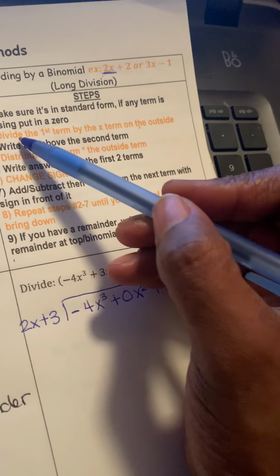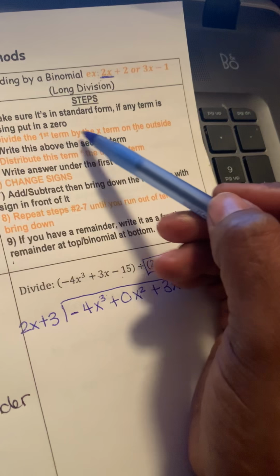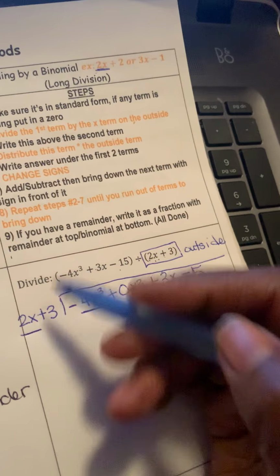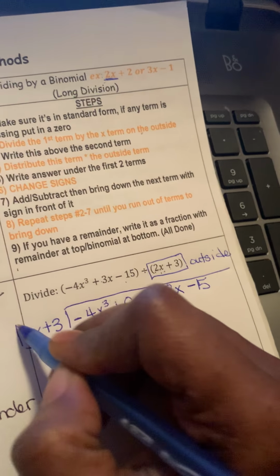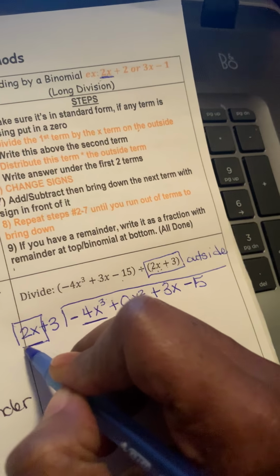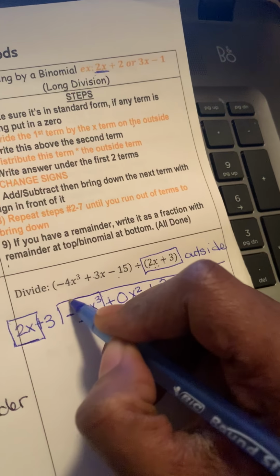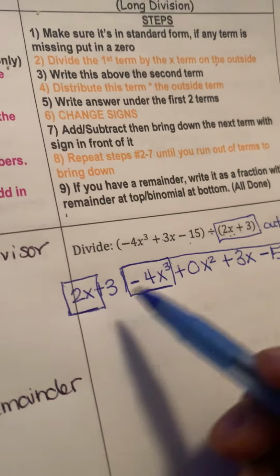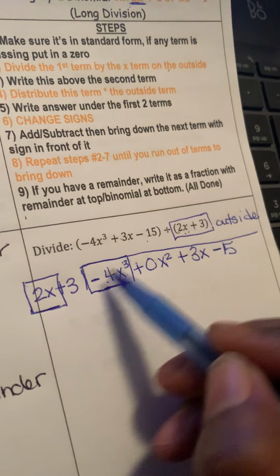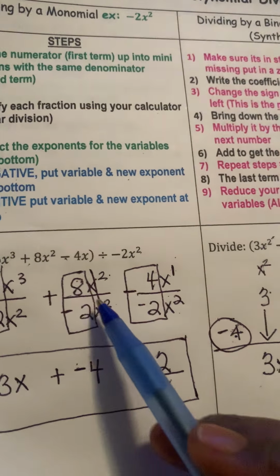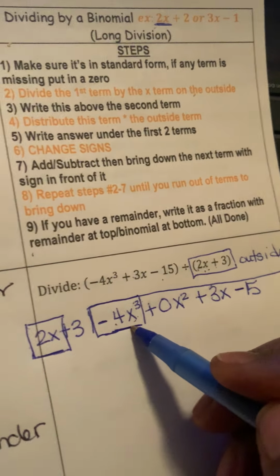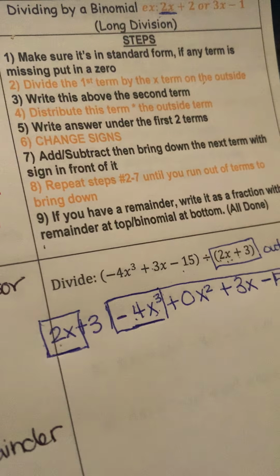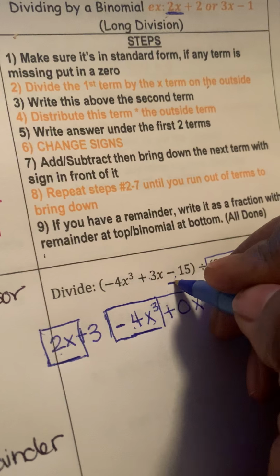So step number 2, divide the first term by the x term on the outside. So we're really only concerned with the outside x here. So I'm going to put a box around it every time we get to this step because it makes you focus on just the numbers that are in the box. So I want to divide negative 4x cubed by 2x. So it's kind of similar to what we did here. Okay, so I can divide the numbers. Negative 4 divided by 2 will give me a positive 2. Negative 2, sorry.